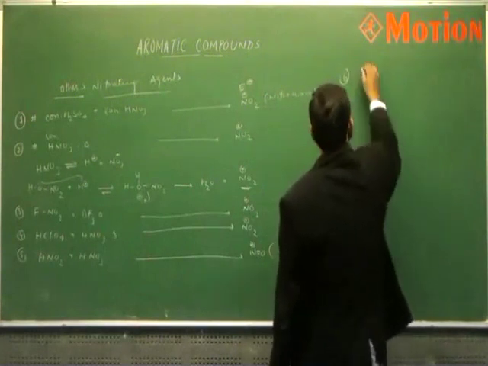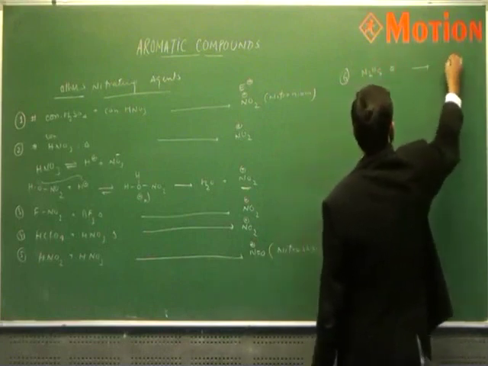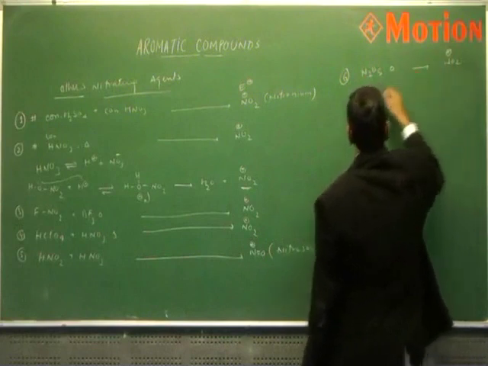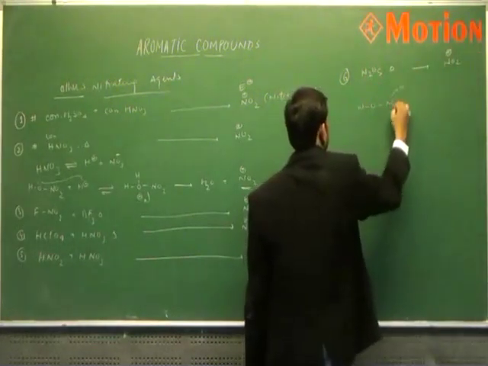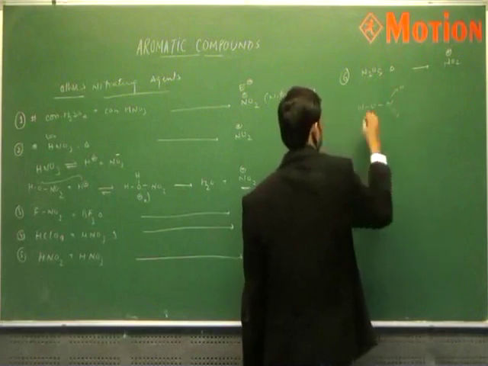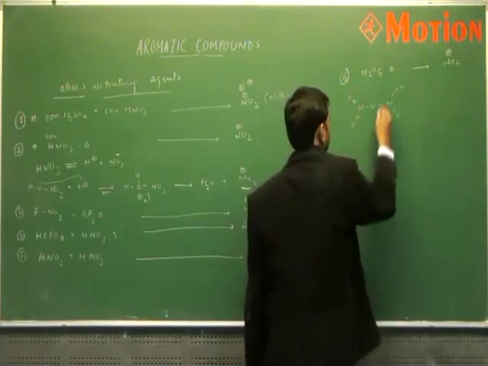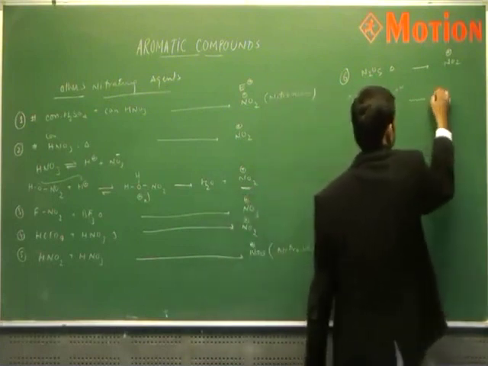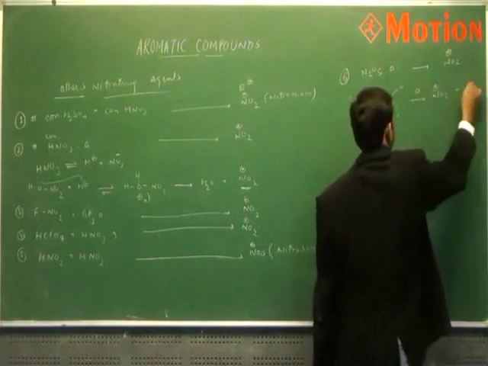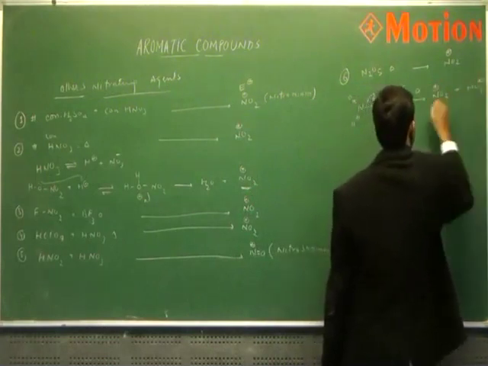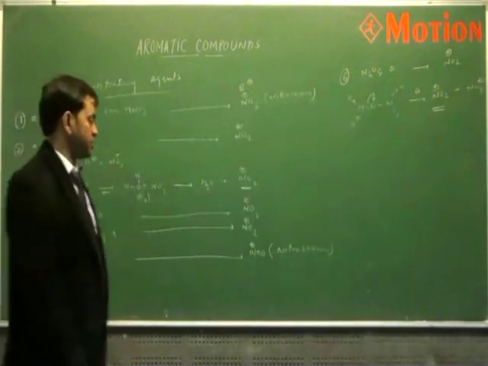Sixth, N2O5 on heating also gives the nitronium. How does it give? It breaks down into NO2 positive and this acts as electrophile. So these are the other nitrating agents.